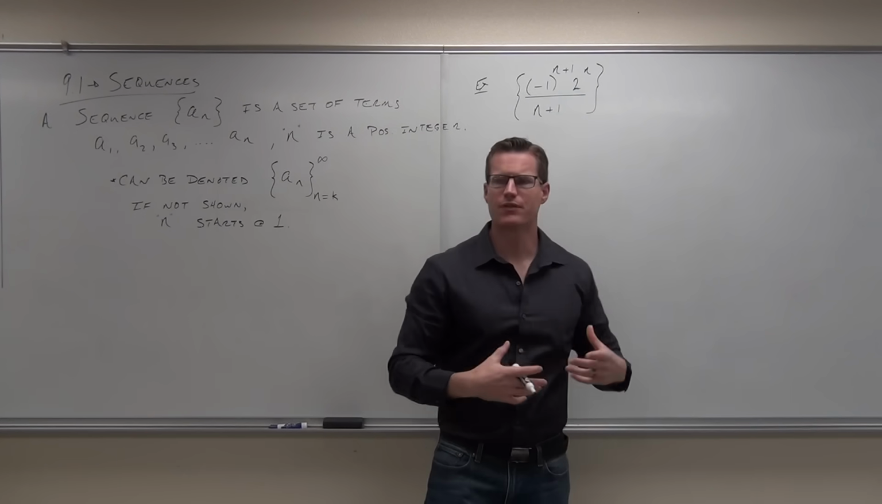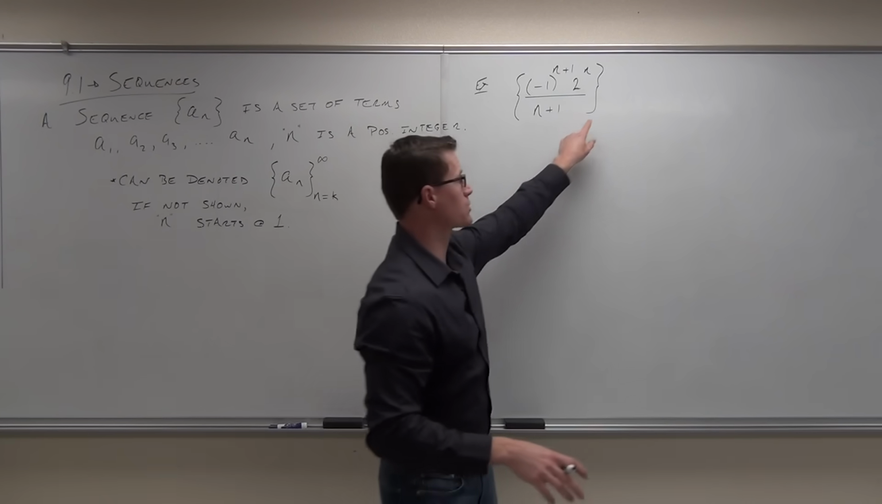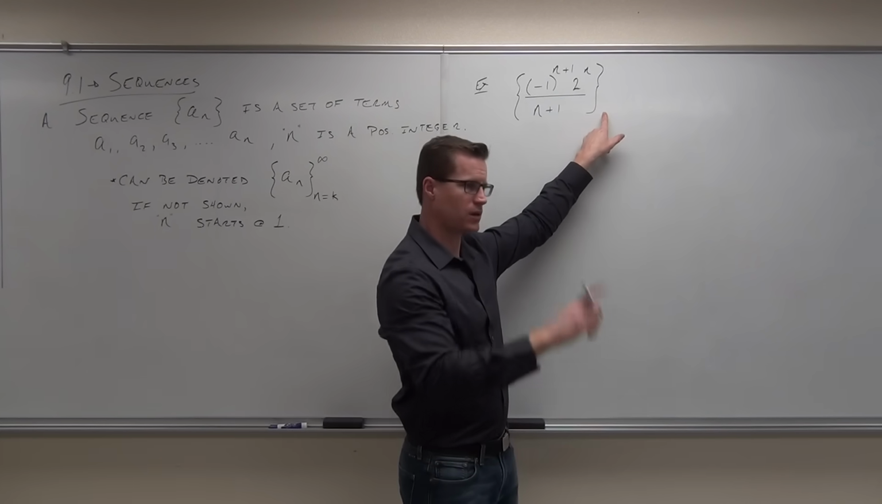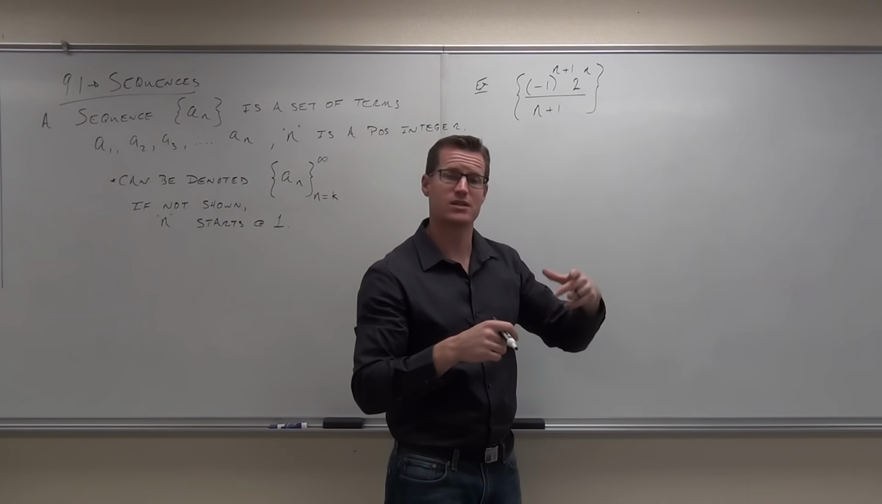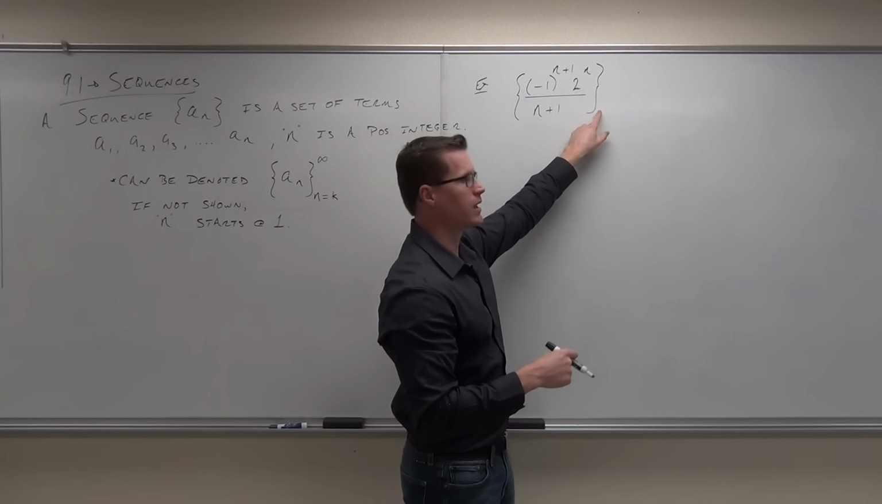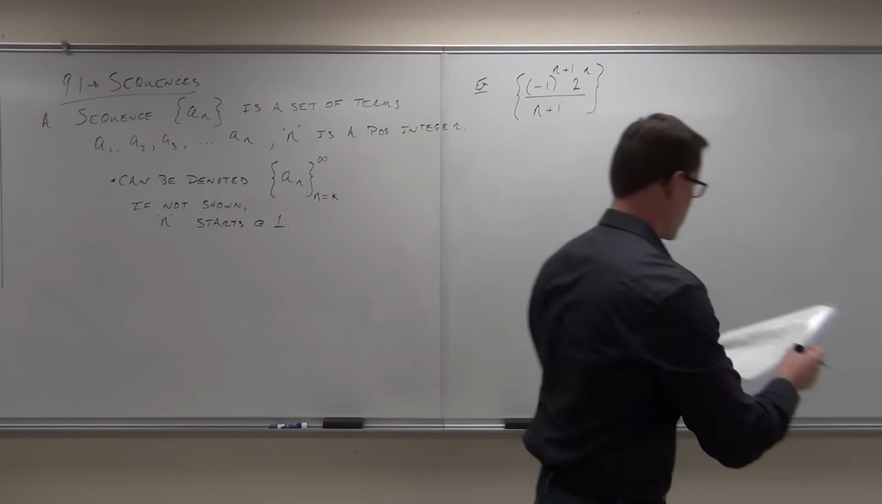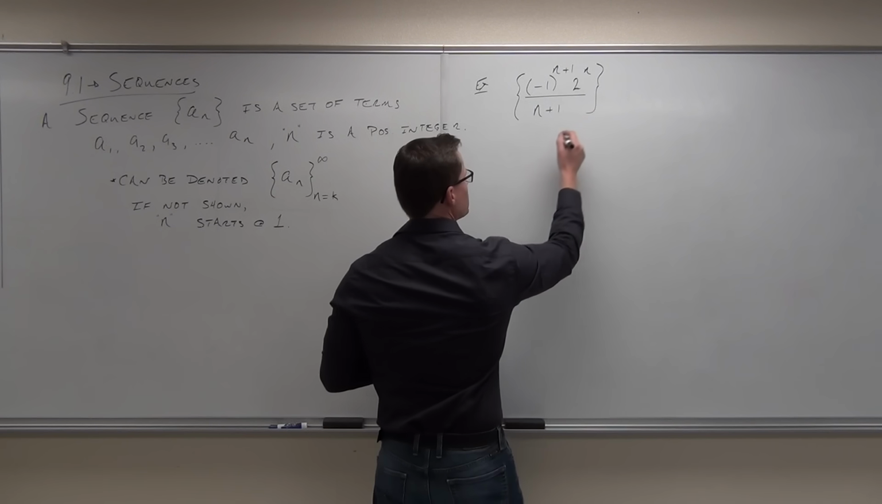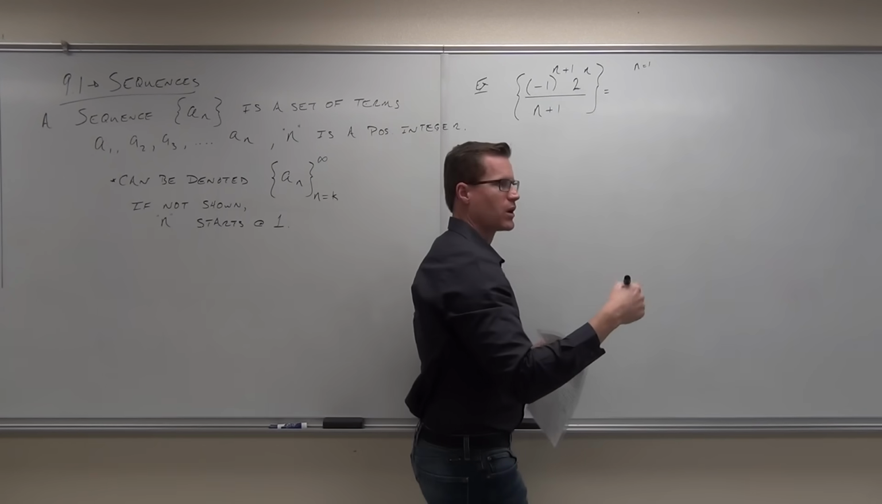So here's how we find out the terms of our sequence. It's not hard. All it is, you start wherever I tell you to start. If I don't tell you to start anywhere, you start at 1. That would mean that our first term, a sub 1, would happen when I plug in 1 for our n. So for instance, what happens when n is 1? That would be our first term.